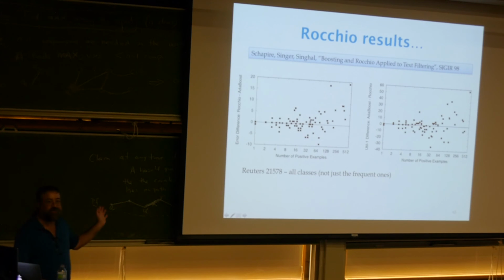So you can see on average AdaBoost did better, but there's a lot of variation. There are lots of cases where there is very little difference. And really the only cases where AdaBoost was able to improve was cases where you had more positive examples. So Rocchio, and this makes sense given where it came from, was basically used as relevance feedback. Rocchio is great when you have a relatively small number of examples.